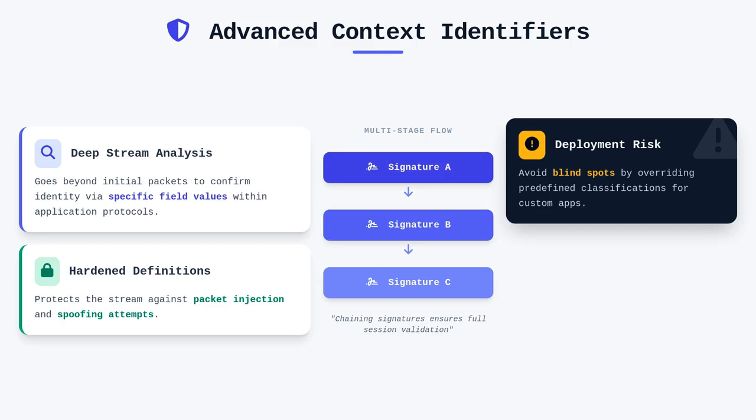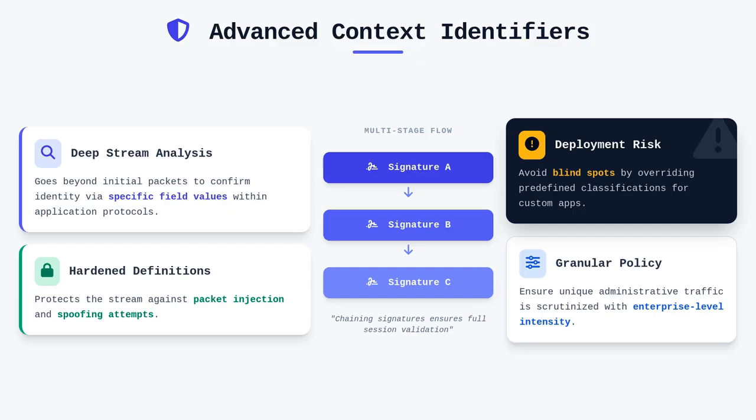Once the signature is validated, you must consider the deployment carefully to avoid creating security blind spots. Often, this requires overriding predefined classifications if a custom application mimics the behavior of a known protocol that the firewall is already attempting to inspect. Applying these custom definitions correctly allows you to maintain granular security policies, ensuring that administrative traffic for your unique software is scrutinized with the same intensity as well-known enterprise protocols.